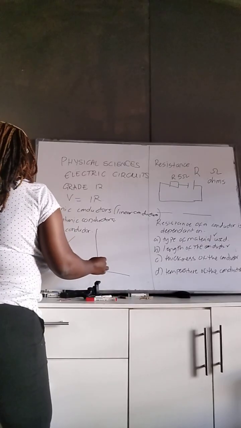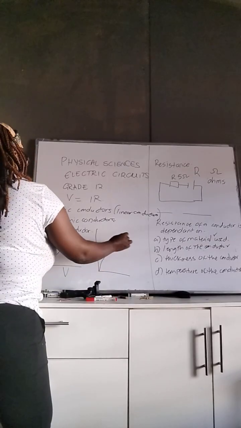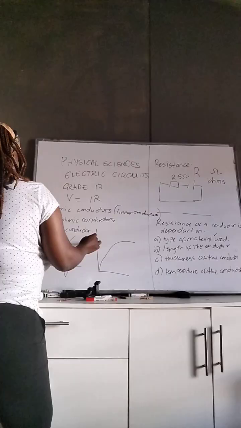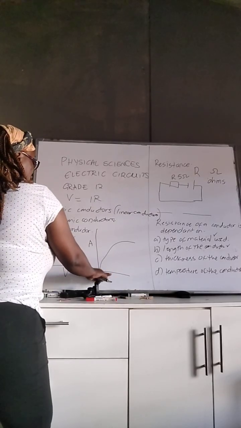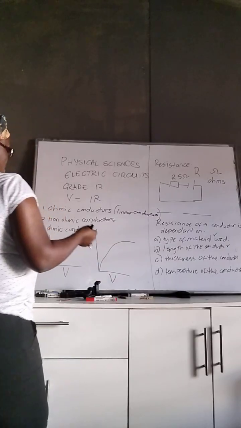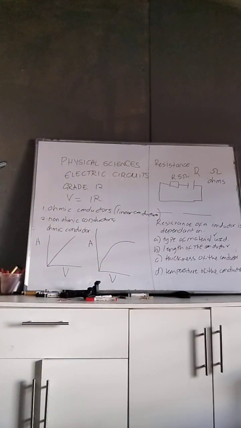And then we have something like this. Current increases, but the voltage increases only up to a certain point. This one is different, and an example is a filament lamp. A graph of current versus potential difference of an ohmic conductor is straight, just like you see here. It's a straight line through the origin, so it cuts at 0 and 0.